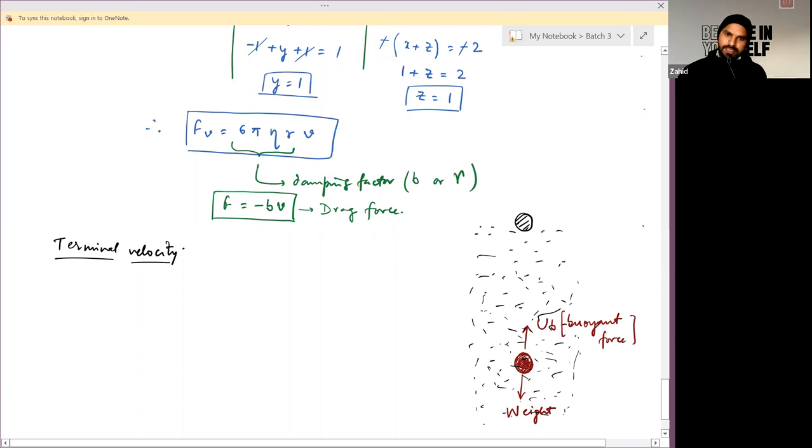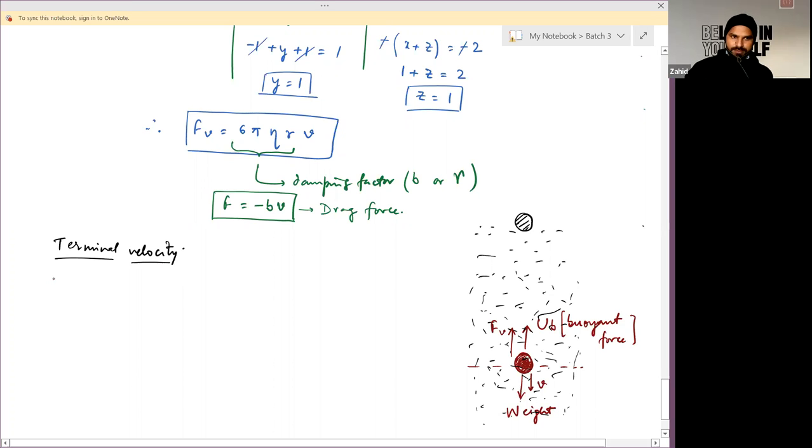And since it is going downward, there will be some viscous force along this direction against its motion. So if the net force acting on this object at this instant is 0, this body will move with some constant velocity in this viscous medium. This constant velocity with which a body may ascend or descend in a viscous medium is called terminal velocity.